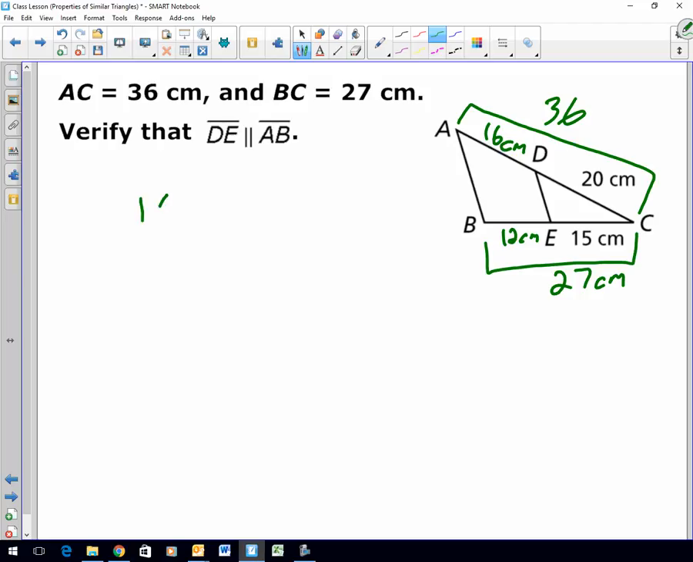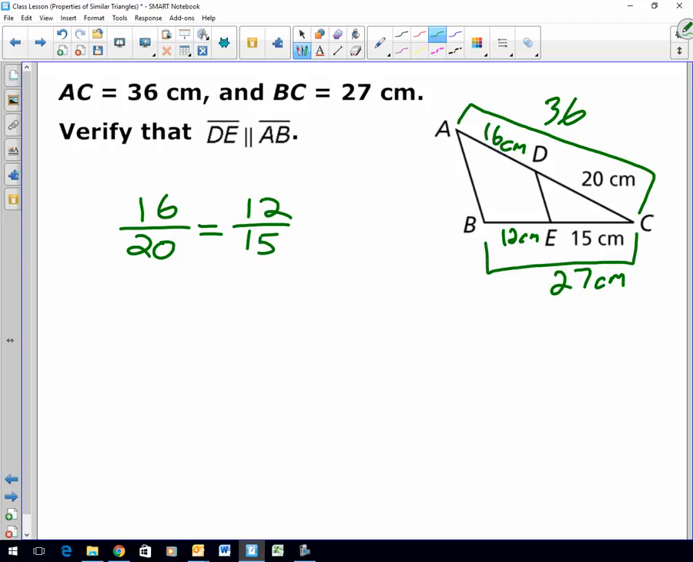16 over 20 should be equal to 12 over 15. Gee, Mr. Hobbs, I do it now. Yep. If you want to cross multiply, I love it because you see the fractions, you see the equal sign, cross multiply. Hey, let's try it one time.